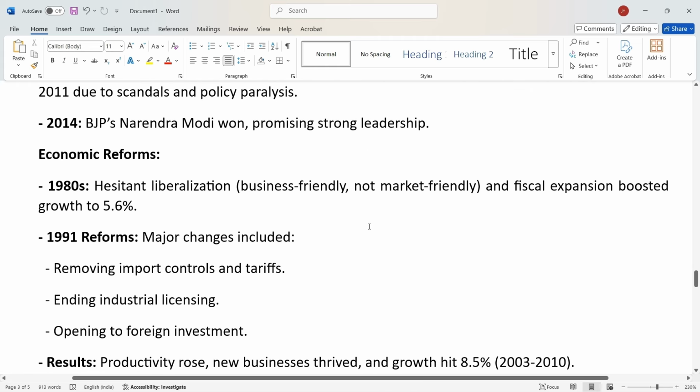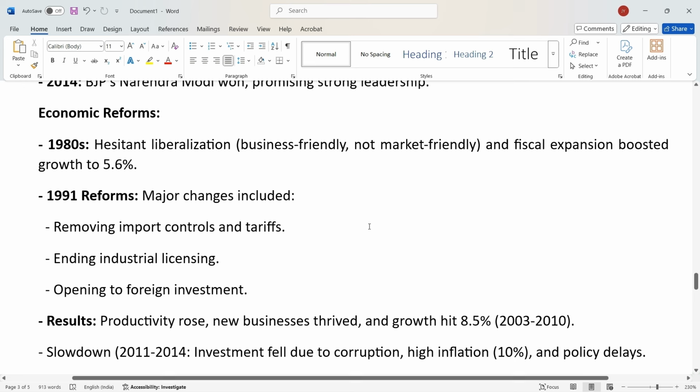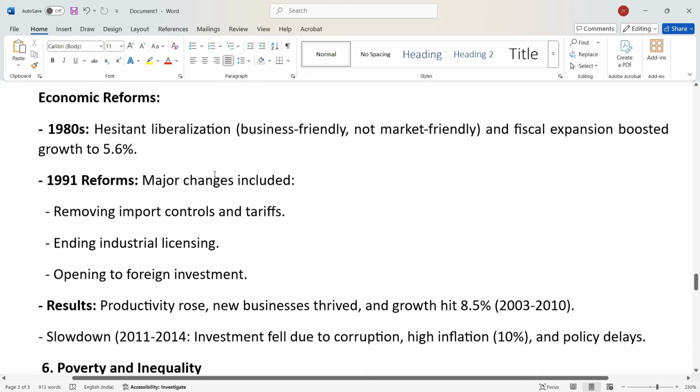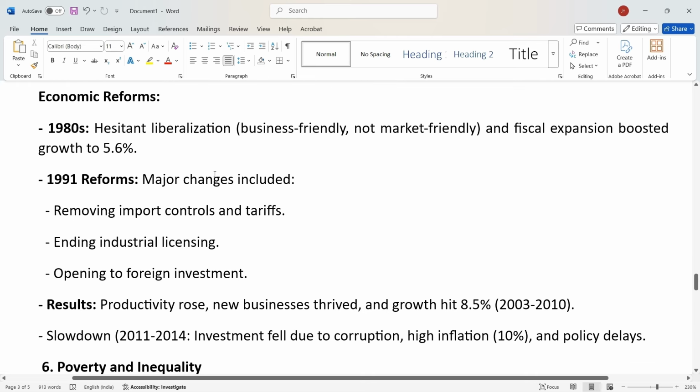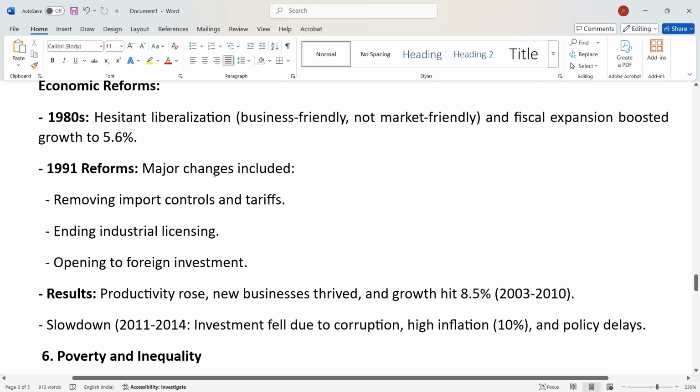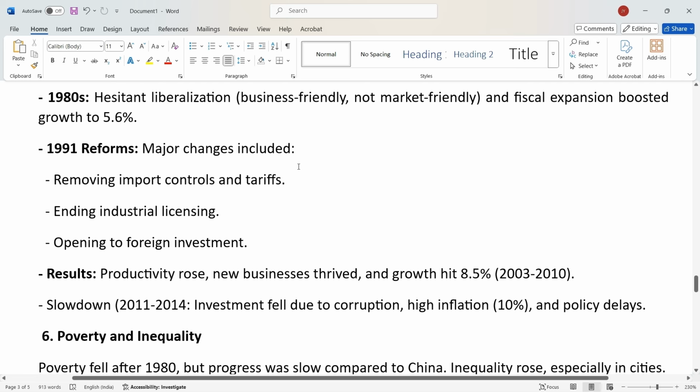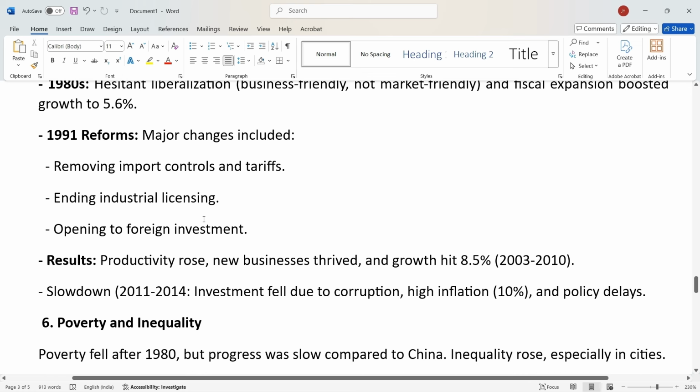Let's see the phase of economic reforms. During the 1980s, the liberalization process started, and it boosted the expansion of the economy with a growth rate of 5.6%. After that, the 1991 reforms brought major changes in the economy: they removed import controls and tariffs, ended industrial licensing, so the License Raj system ended here, and also foreign investment was opened to foreign countries.